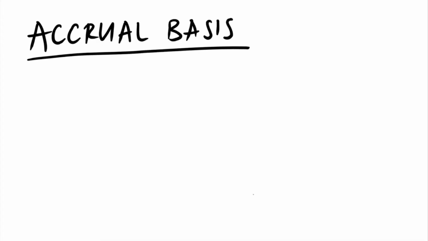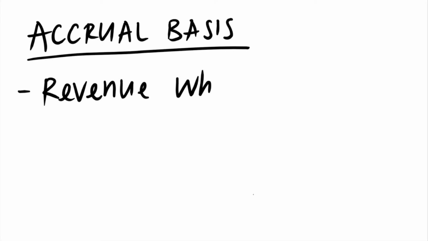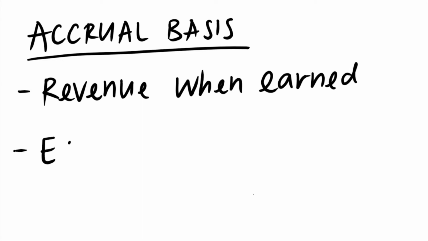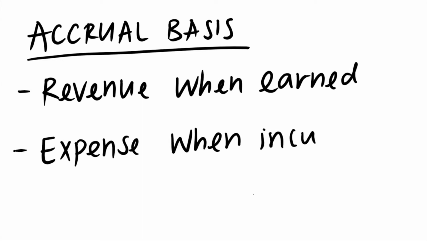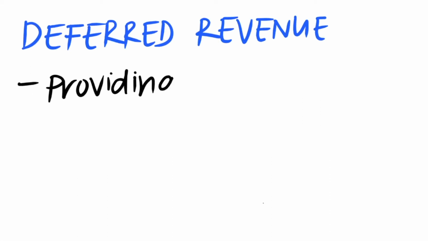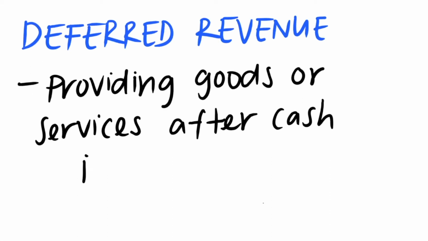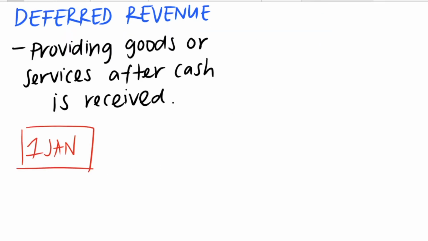Adjusting journal entries are necessary to record the accrual basis of accounting, that is, recording revenue when earned and expenses when incurred. Let's take a look at our revenue example. A deferred revenue is simply providing a good or service after cash is received.